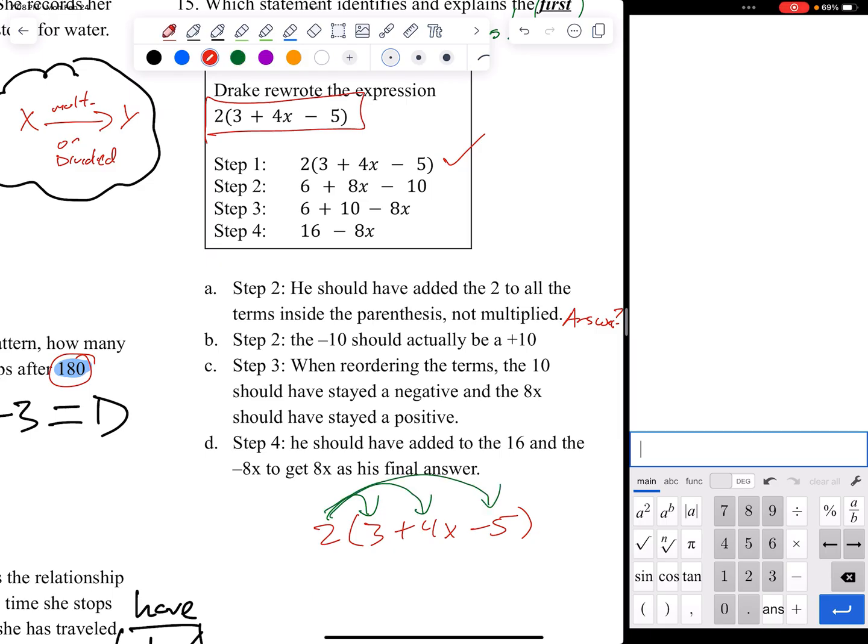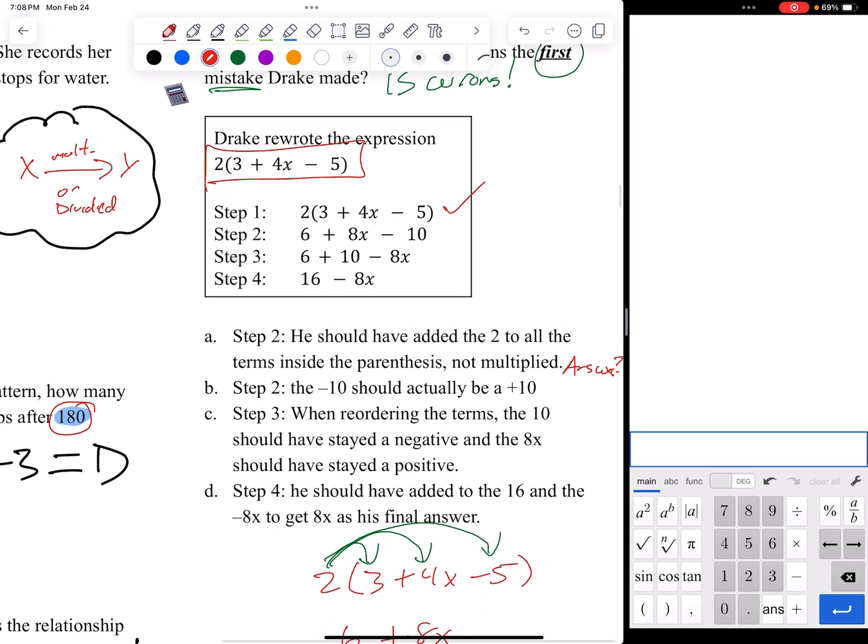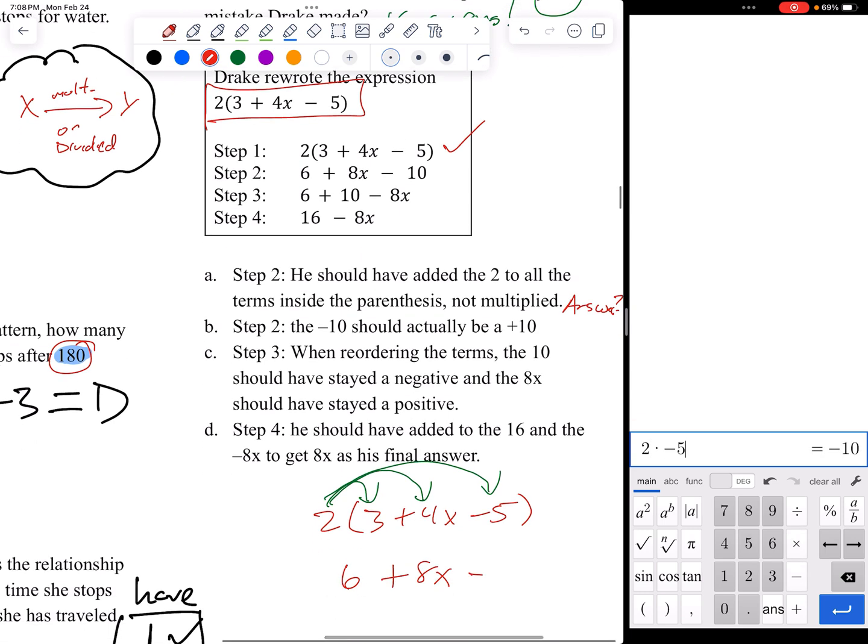Okay, I'm going to do 2 times 3. That's 6. Then I'm going to do 2 times 4. That's 8x because there's an x there. And 2 times negative 5. Do I have a calculator? Yes, I do. So I can check my work just in case. 2 times negative 5 is negative 10. So there's my second line. Is that the same? I have a 6, I have an 8x, and I have a minus 10. So that one is true. So it can't be that one or that one. So it's either C or D now.